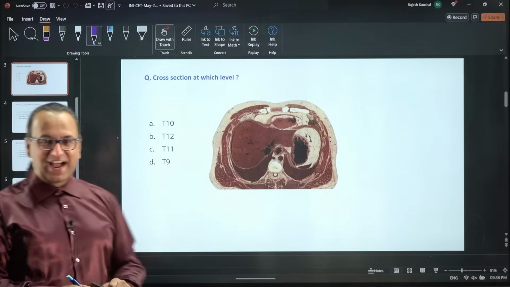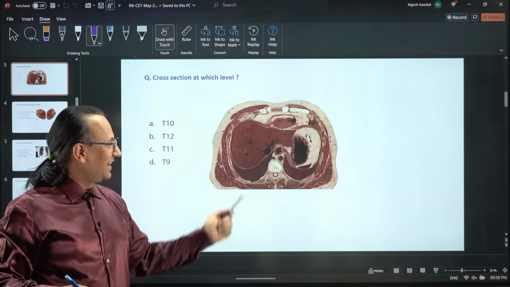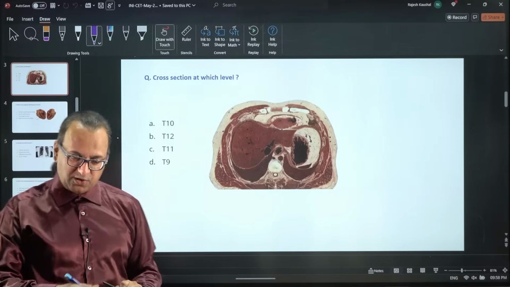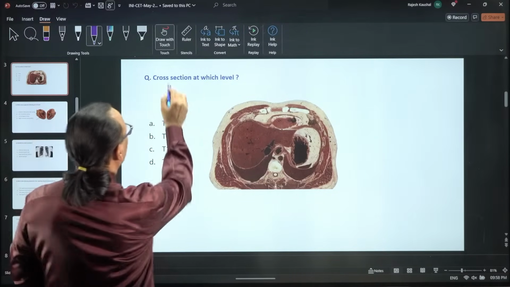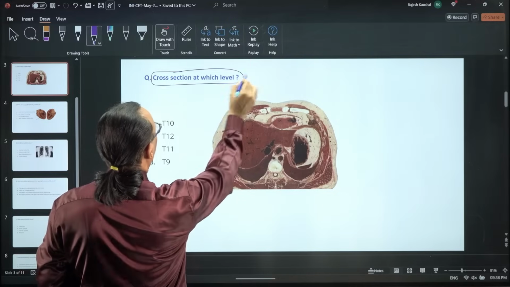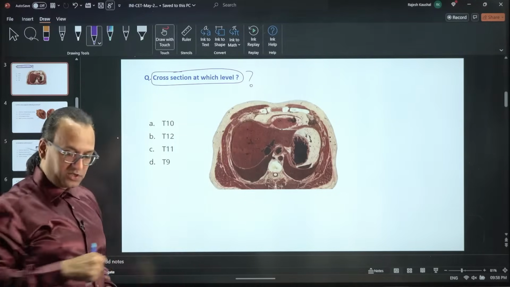Anyway, I have not prepared slides for this, and we are just trying to manage now. So this question is asking cross section at which level. So tell me what is your answer.